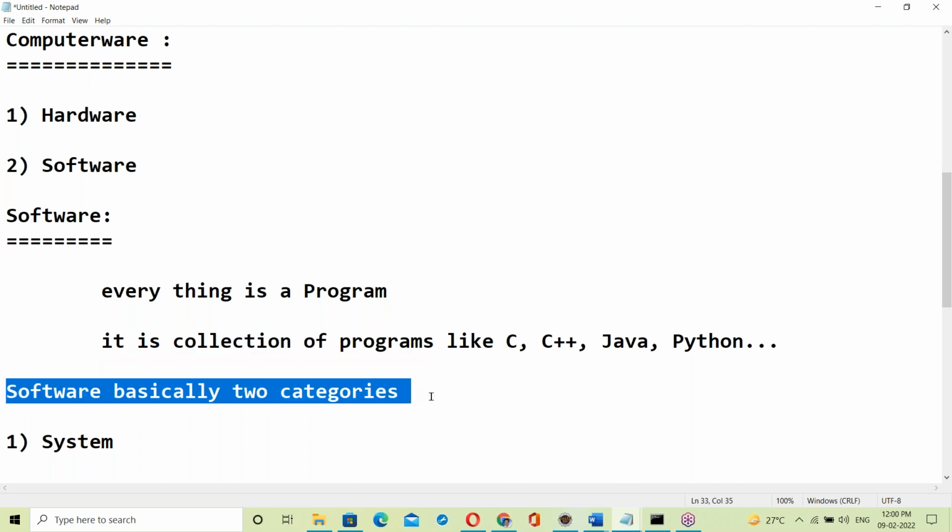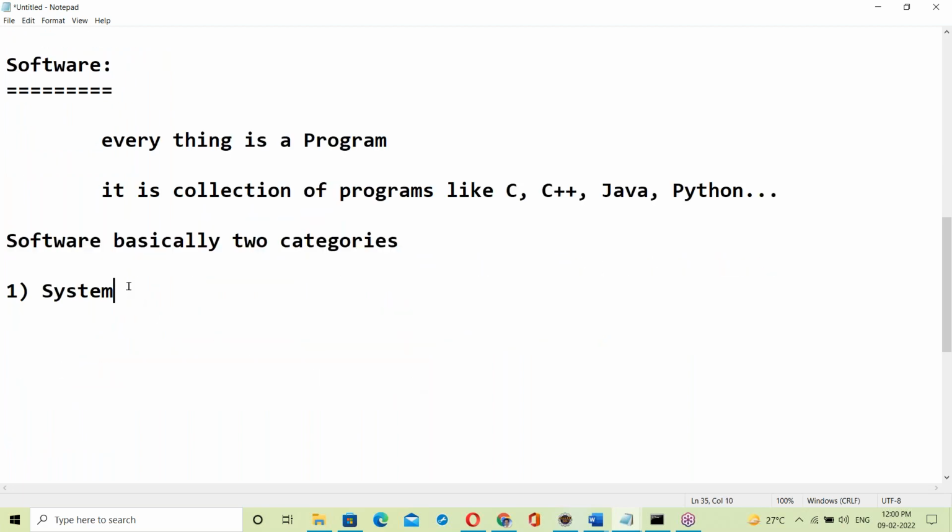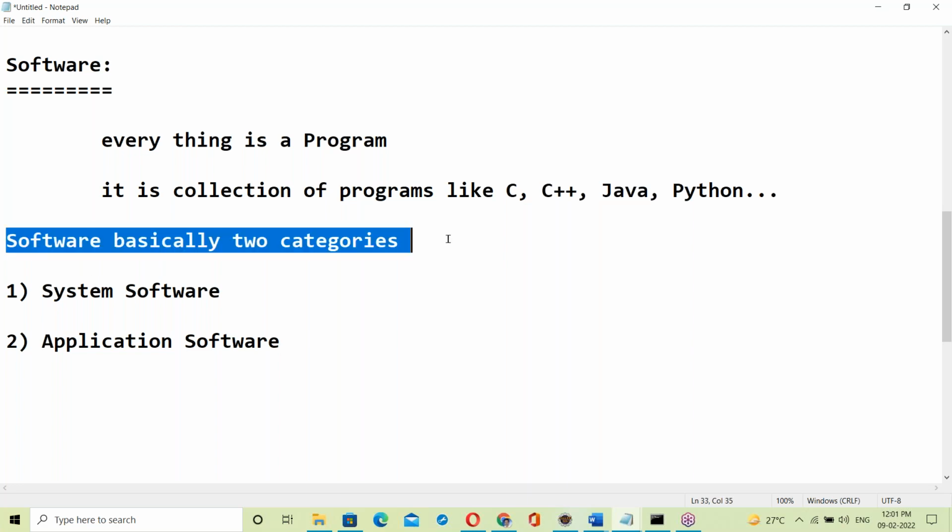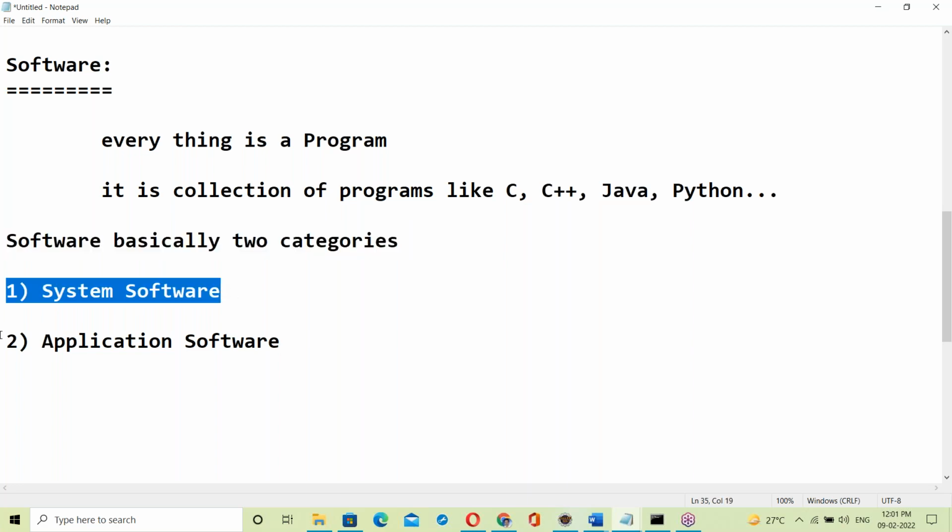Software basically has two categories. The first one is system software. The second one is application software.